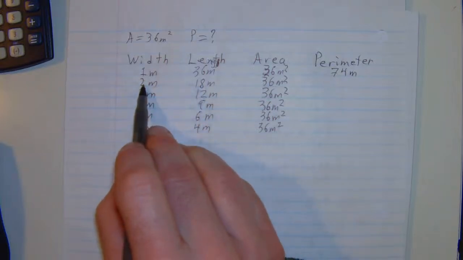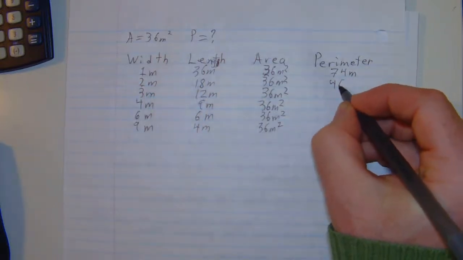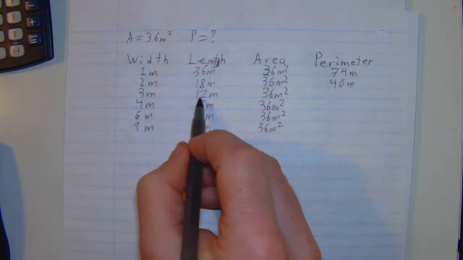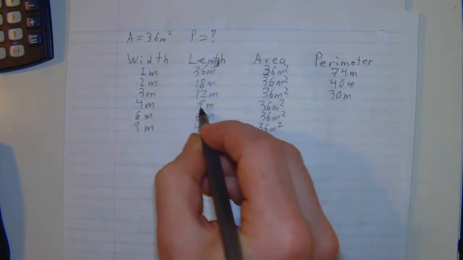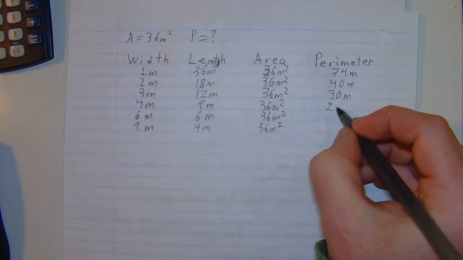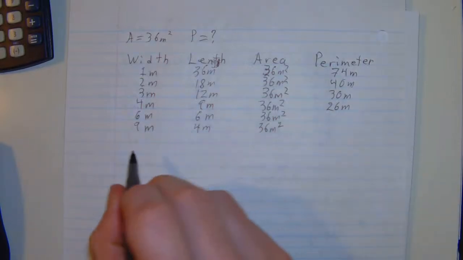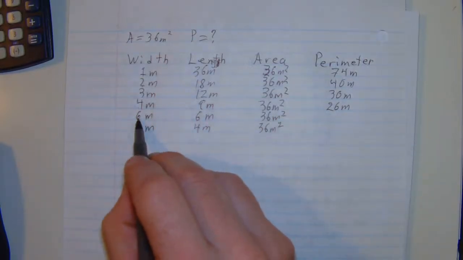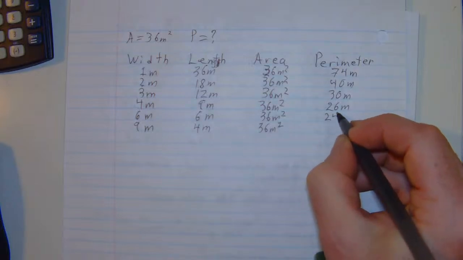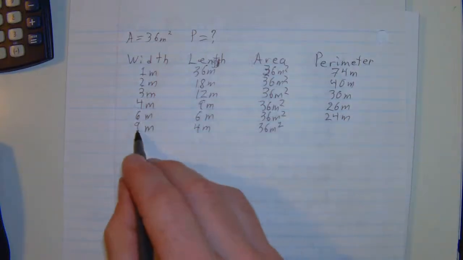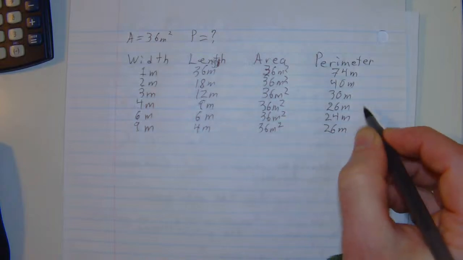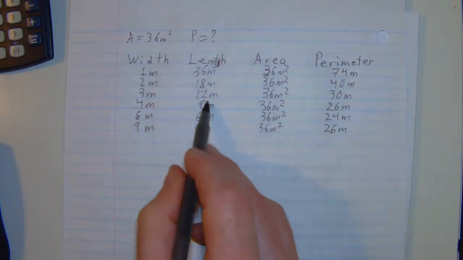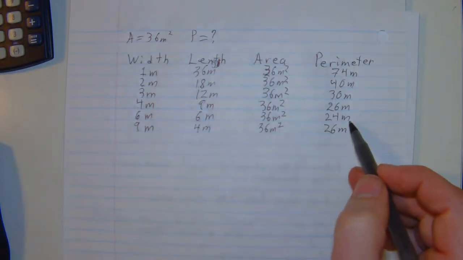18 plus 2 is 20, times 2 is 40 meters. 12 plus 3 is 15 times 2 is 30 meters. 9 plus 4 is 13 times 2 is 26 meters. 6 plus 6 is 12 times 2 is 24 meters. 9 plus 4 is 13 times 2 is 26 meters. And that makes sense because these two are the same rectangle, so they better have the same perimeter.